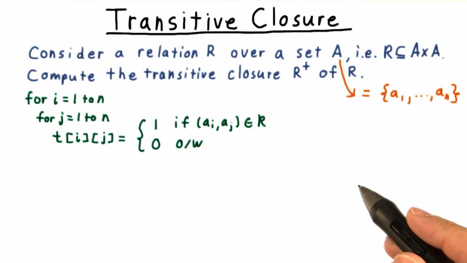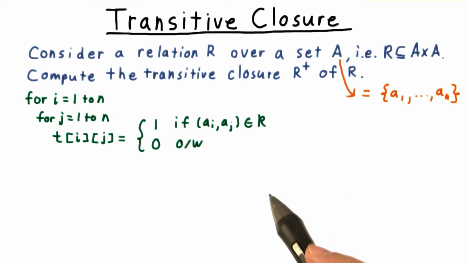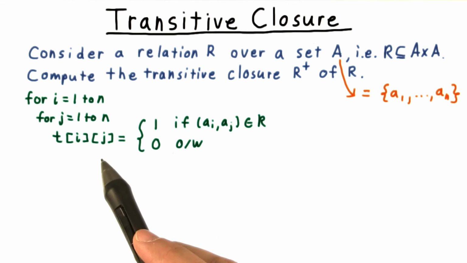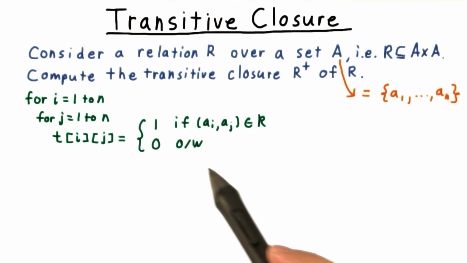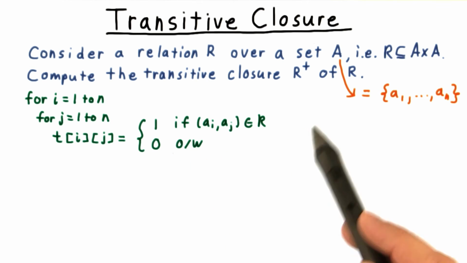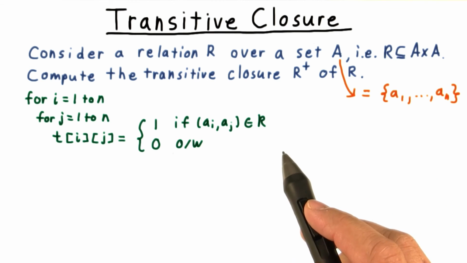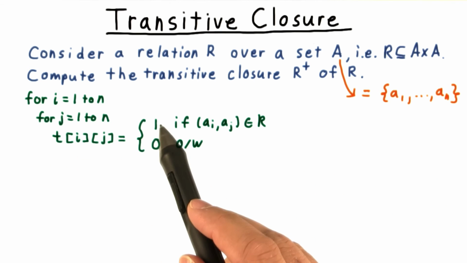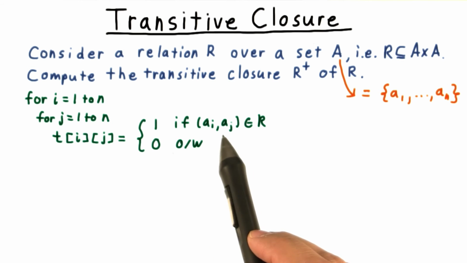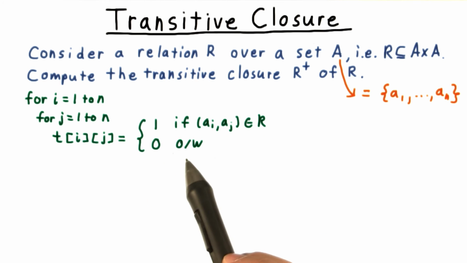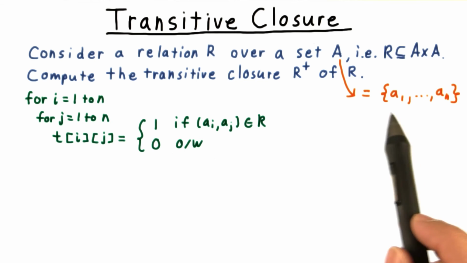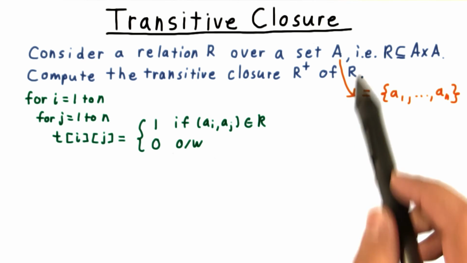Hence, in this context, we use a slight variant where the entries in the table are all booleans, either 0 or 1 instead of integers. But otherwise, the algorithm is going to be essentially the same. We initialize the table so that the entry ij is 1 if aij is in the relation, and 0 otherwise. Note that I'm letting a1 through an be the set A here.